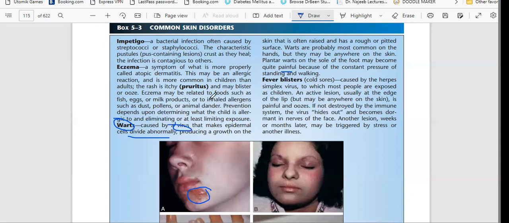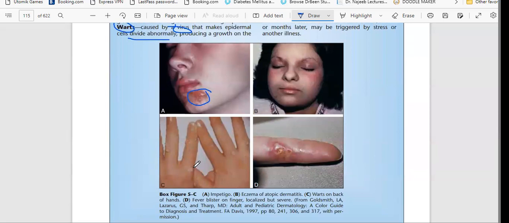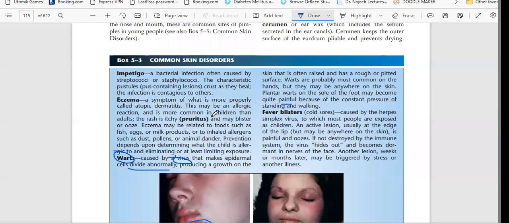Sometimes it will divide rapidly with these warts, due to the virus. It is mostly painful in the plantar region. If you have warts on the side of the foot, then if you walk, you will get pain. So these things we have to remember.